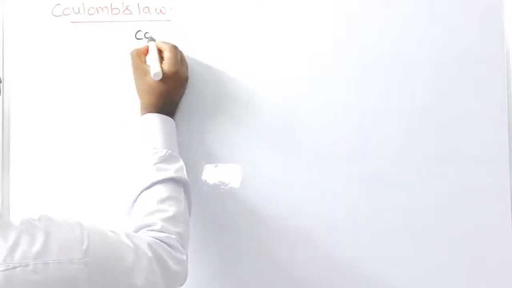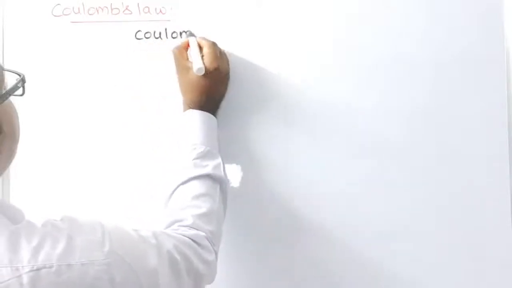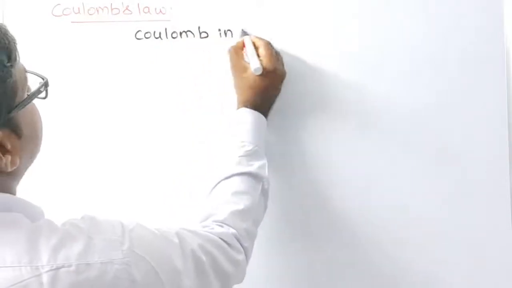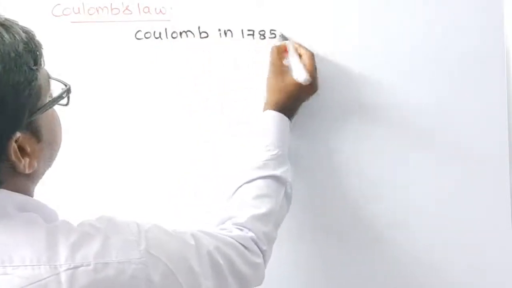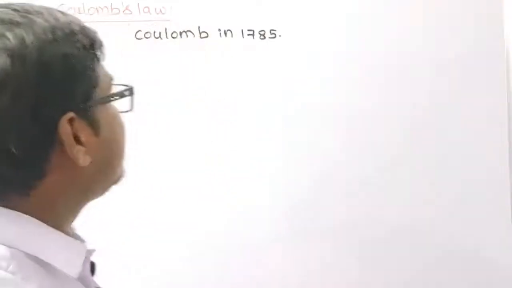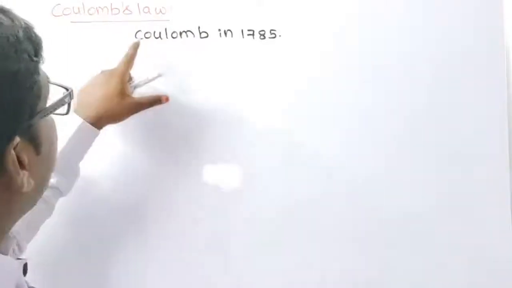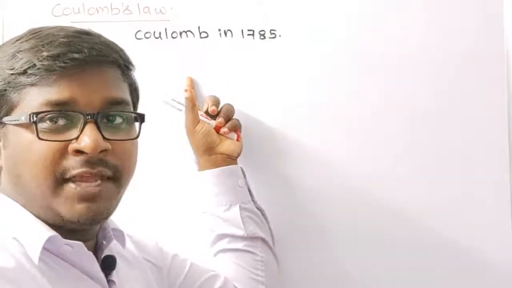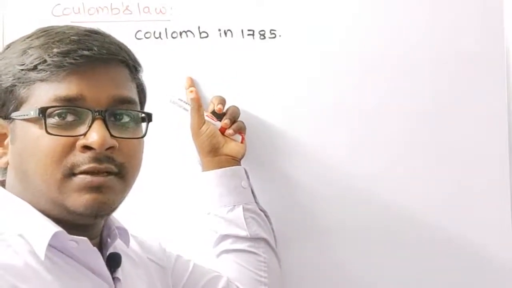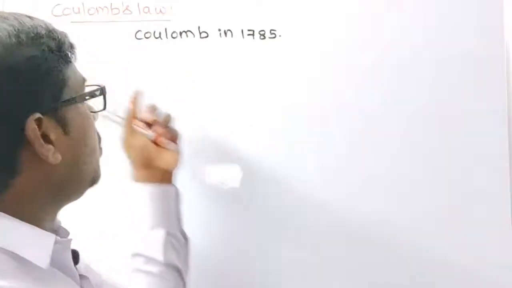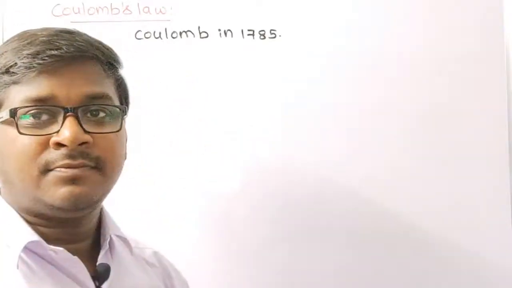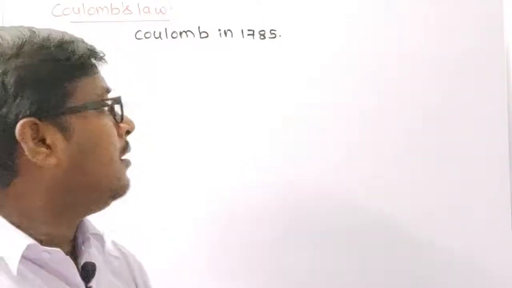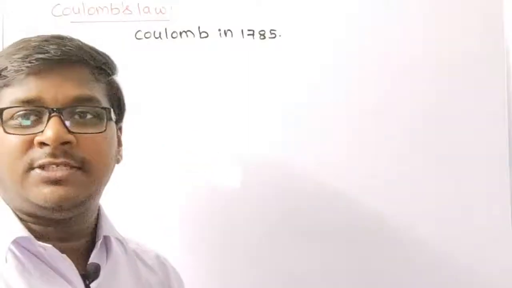Coulomb in 1785. In 1785, Coulomb first experimentally proved the electric force between two charged spheres. The two charged spheres are represented as point charges.